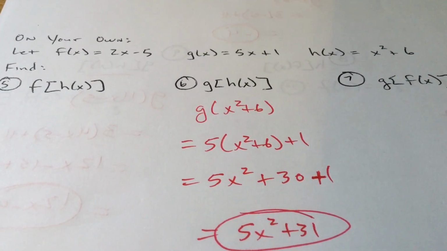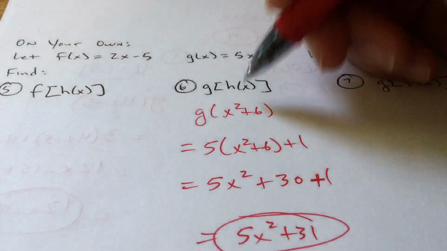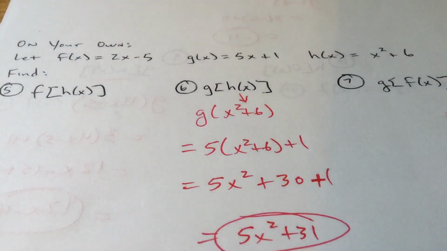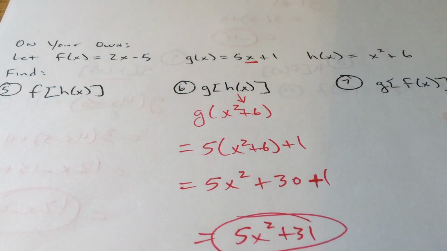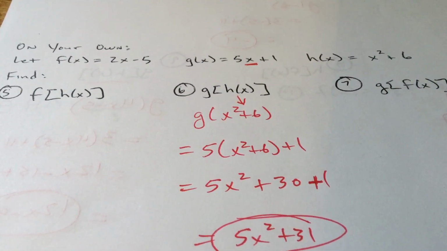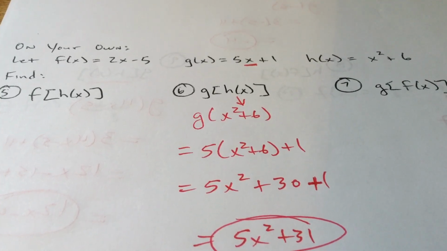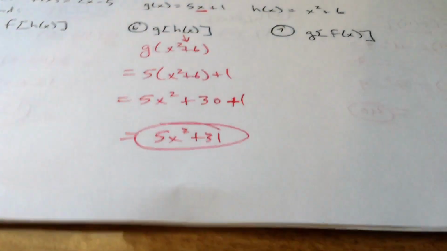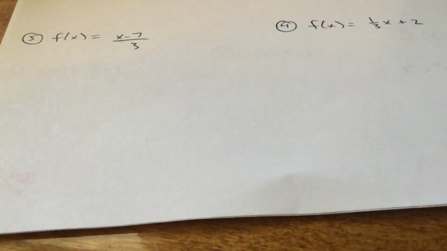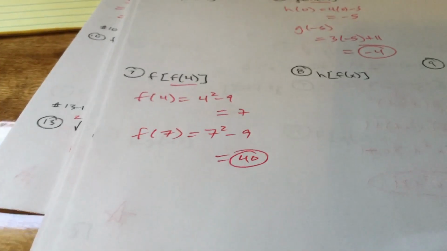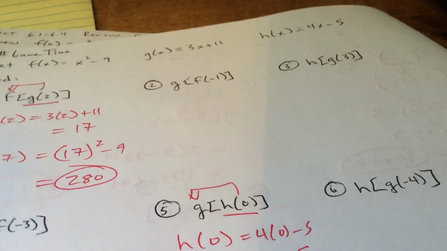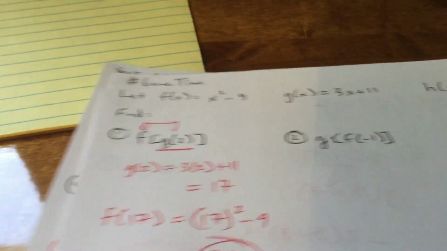Go ahead. G of h of x, write down what h of x is. It is x squared plus 6. So in g's equation, I'm plugging that entire expression in for x. So I'm going to do 5 times that expression plus 1. All right, we get that. All right, so try those for sure. And then on page 7, definitely do 1 through 7. Those are no big deal.